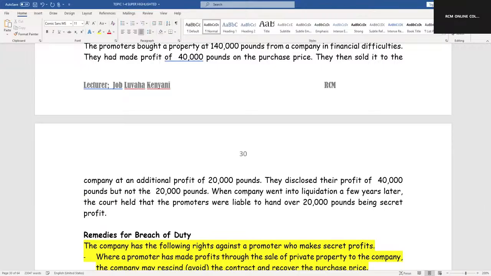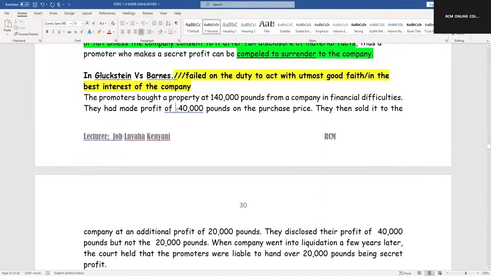utmost good faith, because they made a profit on the sale of the asset to the company during promotion, but they never revealed it. So overall, this safeguards the company, to ensure that at all times the promoters act with utmost good faith, in the best interest of the company, with contracts entered into for the benefit of the company. So that later on, the company shouldn't end up being liable under contracts which are not in its best interest.